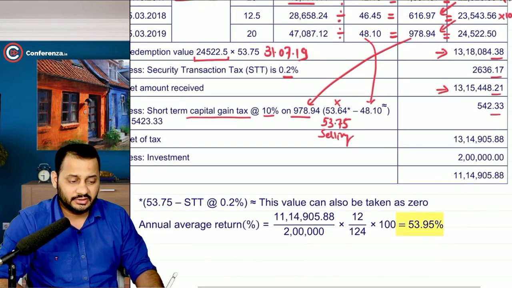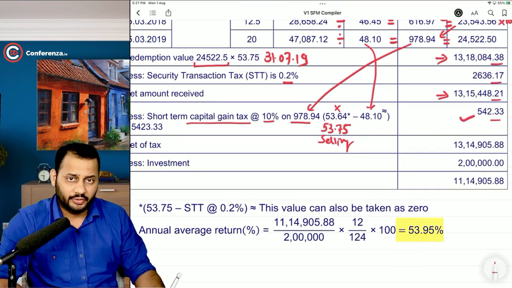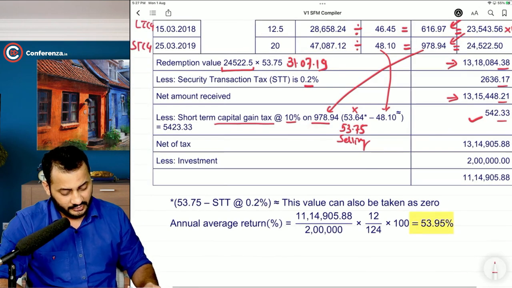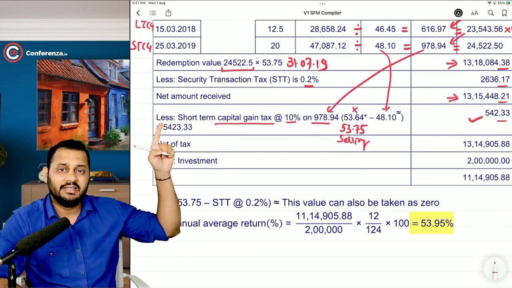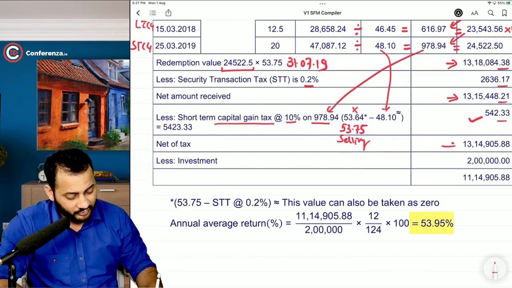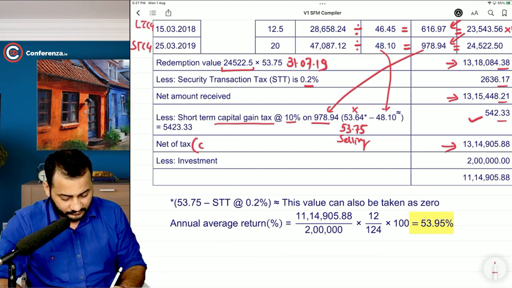So let's say this is the amount that you are going with. So in exam, what to do, sir? In exam, you can do this one also, 53.64 or 53.75, but the only correct approach is 53.75. Okay. So this is going to be the short-term capital gain tax that you will pay. So at the end, the net of tax amount received by you will be 13,14,905. Okay? You will get it in your bank.